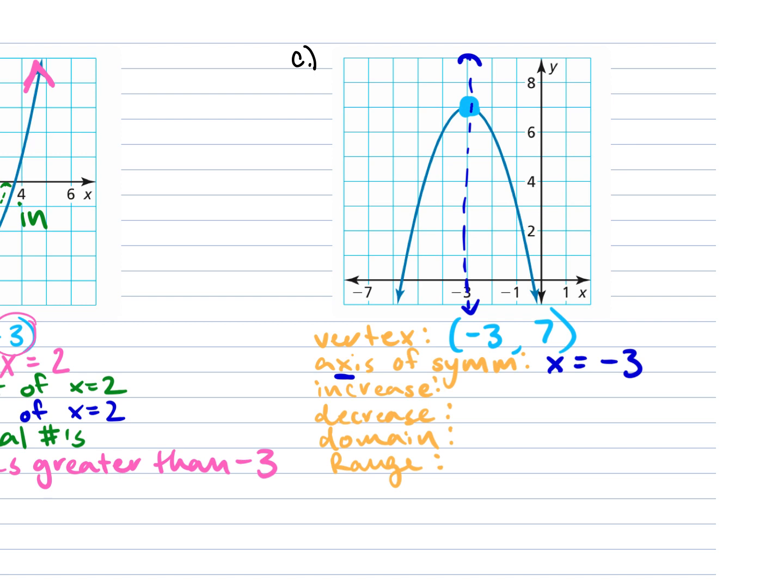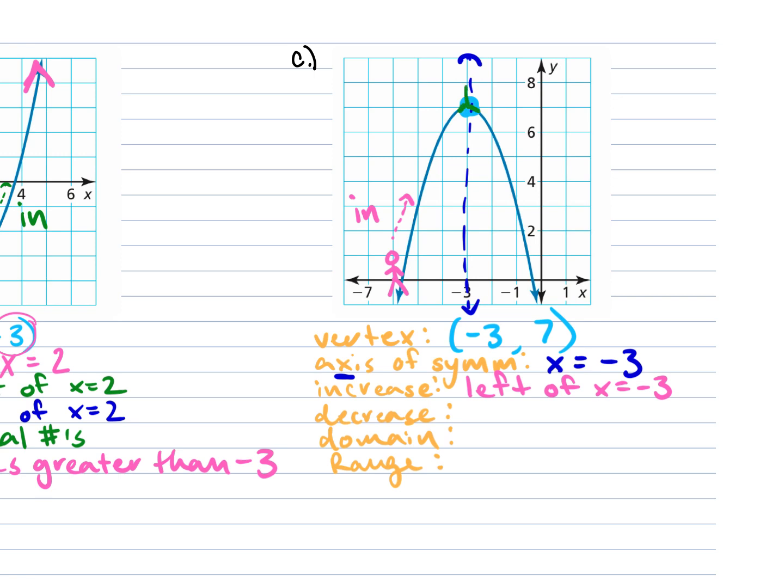Now for increasing and decreasing, we start just like how we read a sentence, from left to right. We read our graph from left to right. So we're going to start at the left side of our graph. If we're walking in the right direction, would we be walking uphill or downhill to start? Uphill. So we would be increasing. Are we increasing on the right side or the left side of our axis of symmetry? This is the left side. So we're increasing on the left side of x is equal to -3.